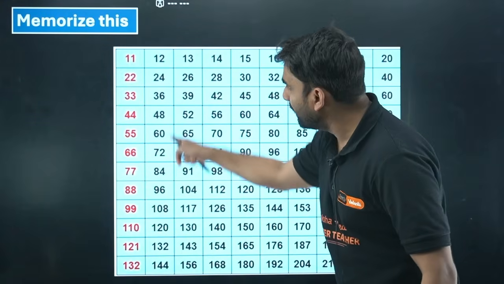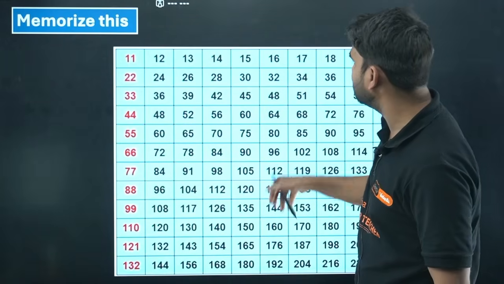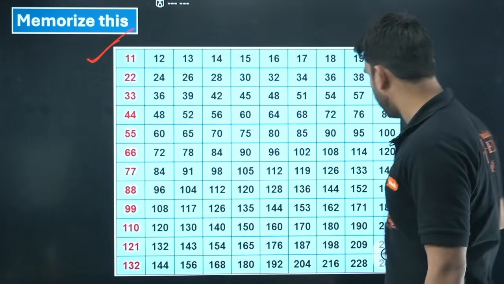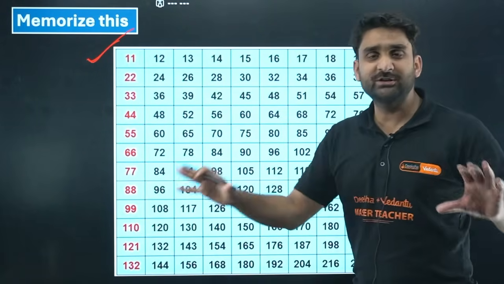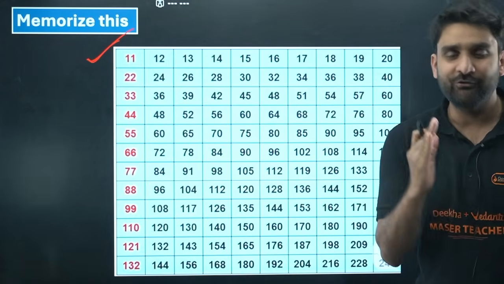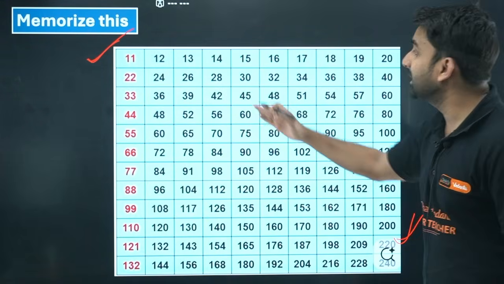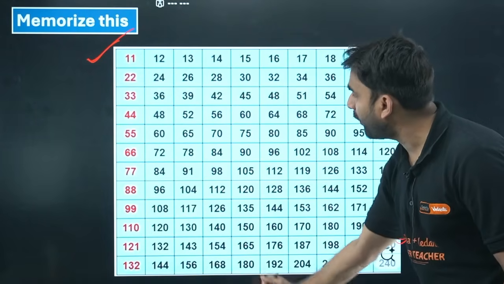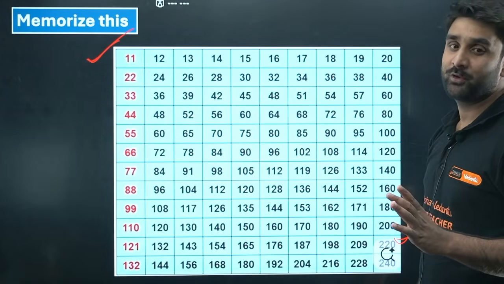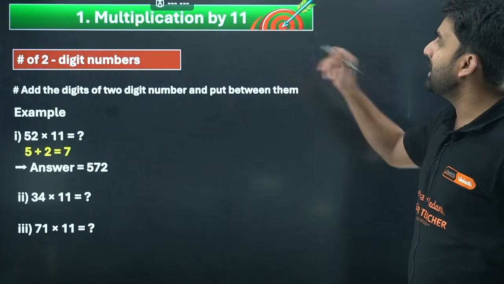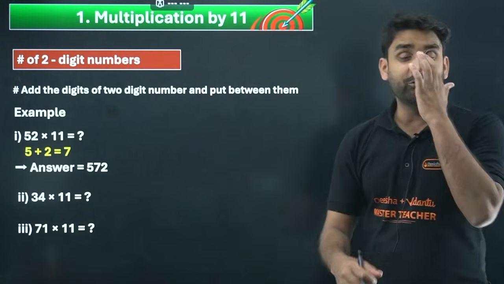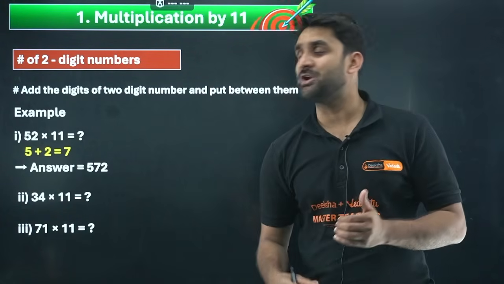Table of 11, table of 12, table of 13, 14, 15, 16, 17 and 18. Very important, my dear. There is no shortcut in mathematics. If you want to speed up your calculation, you have to memorize these values also. The table of 12, table of 13, table of 14, very important, my dear. We cannot compromise with the values. Now, I have brought a few tricks also for you all, multiplication tricks, my dear.